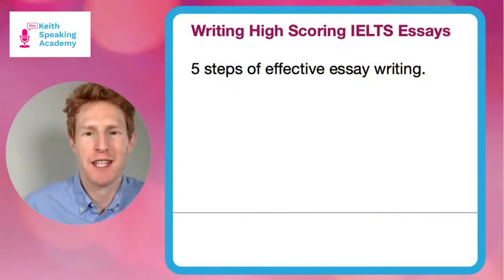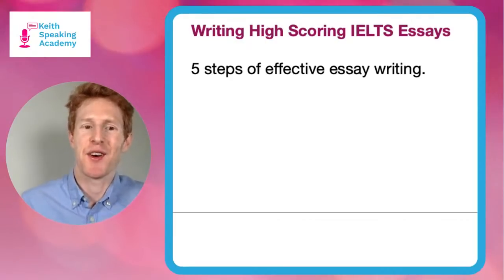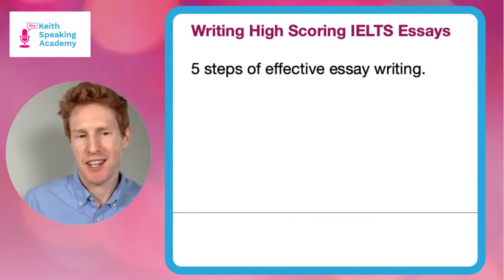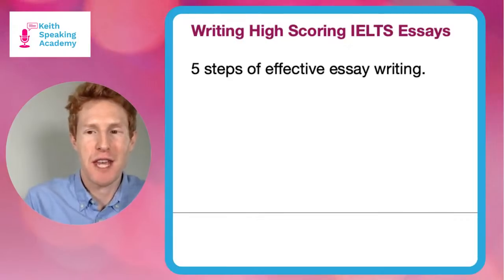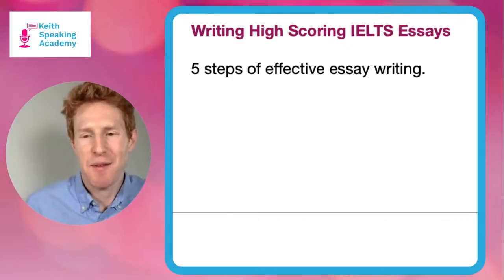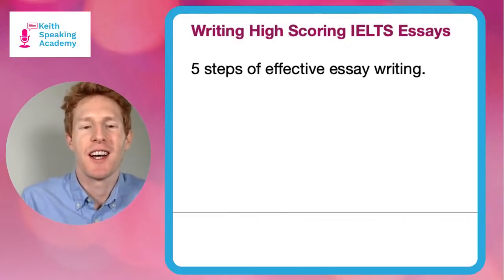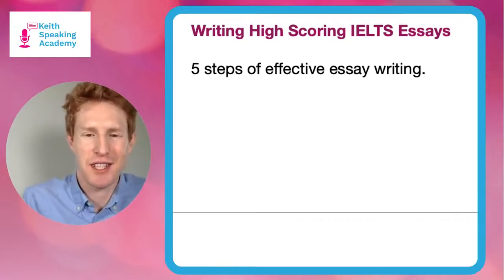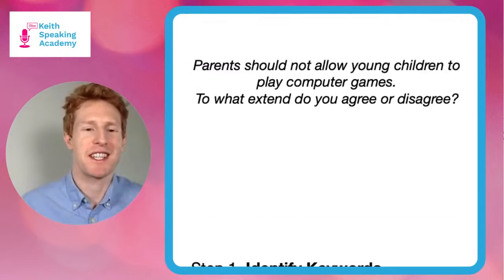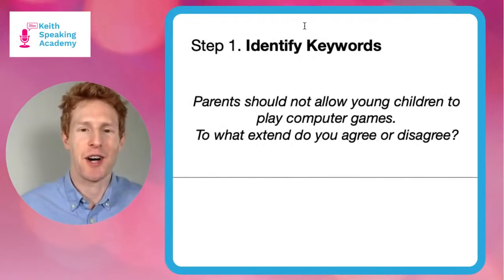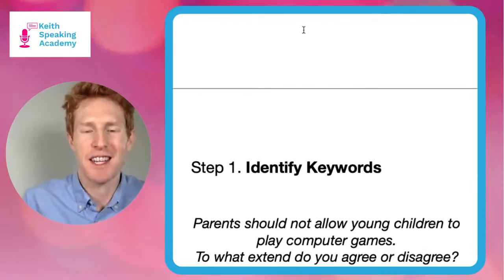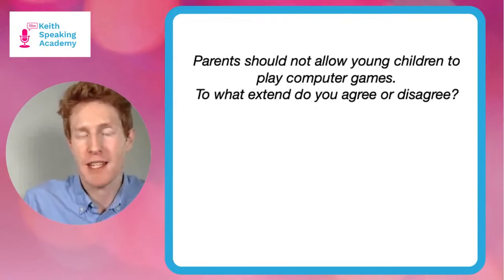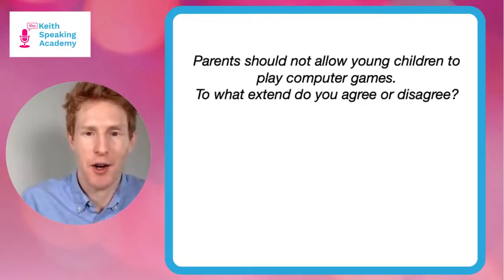Specifically, what we're going to be doing is looking at 5 steps of effective essay writing. So we're going to go through all of these steps individually, and we're on the theme of computer games. So we're going to move now on to step 1, and step 1 is to underline the keywords and identify the question type. So this is really the first thing that you're going to do when you're writing your essay in the exam, or when you're just preparing for the essay for the IELTS writing test at home.